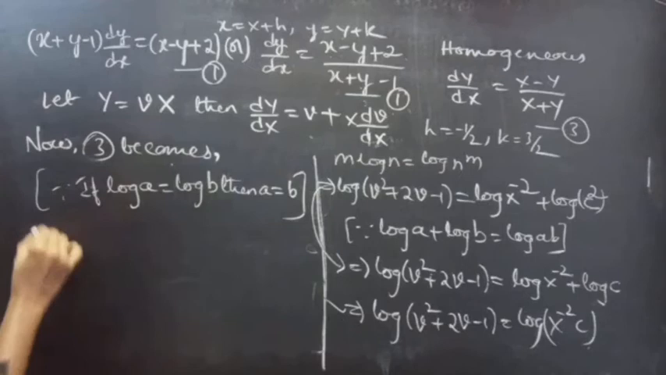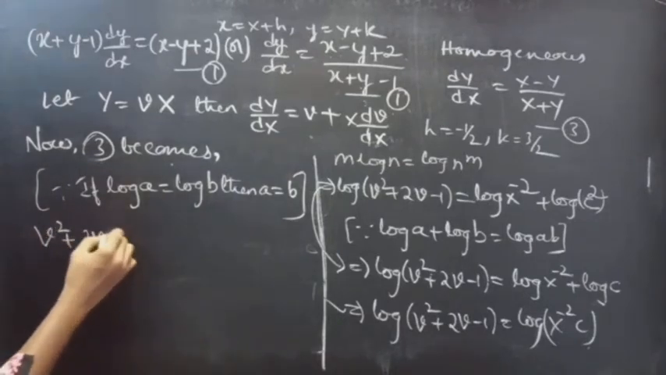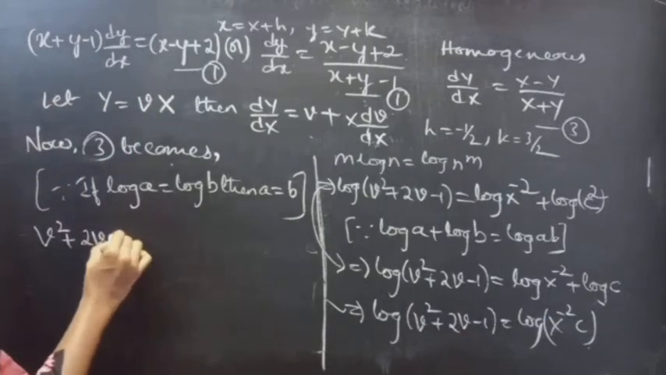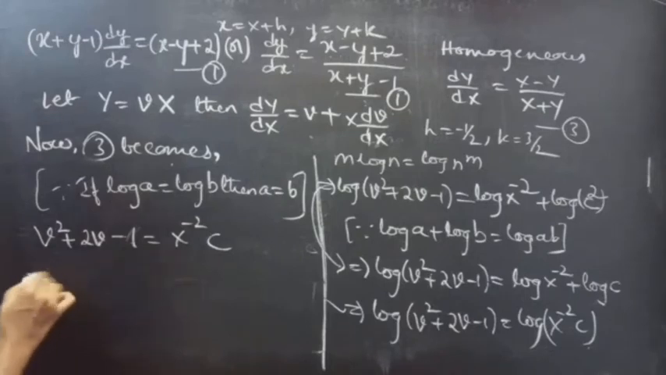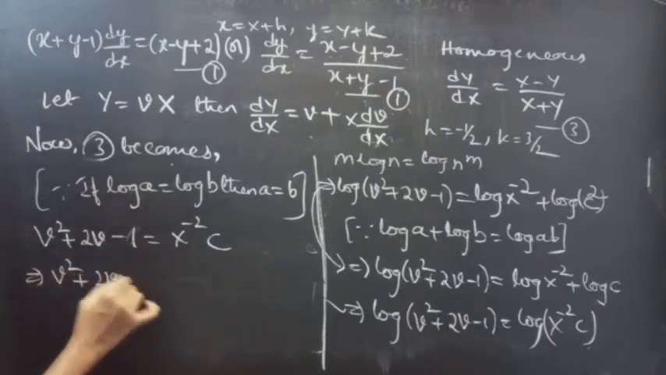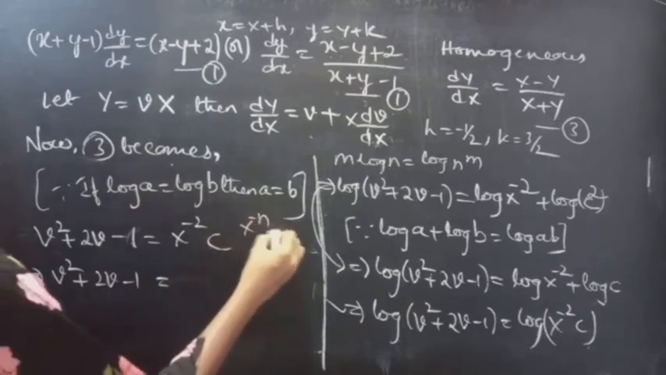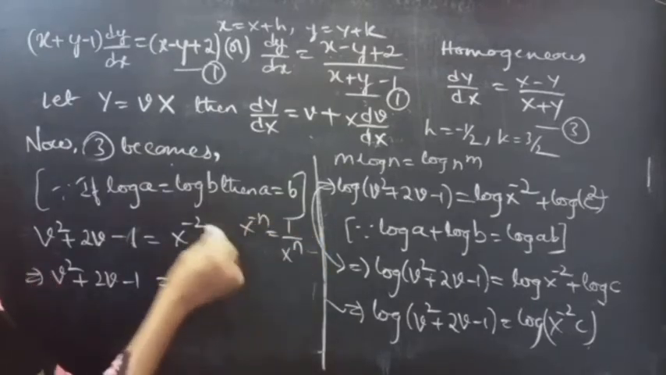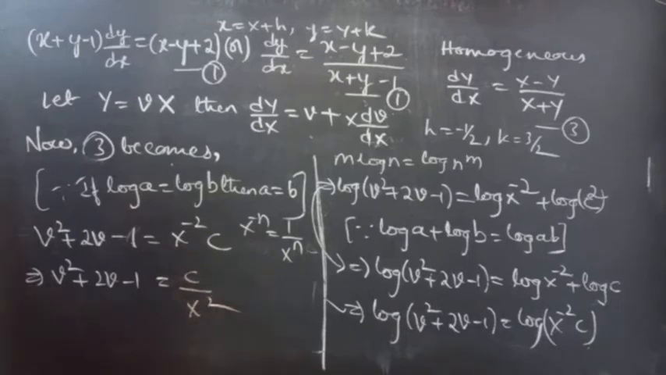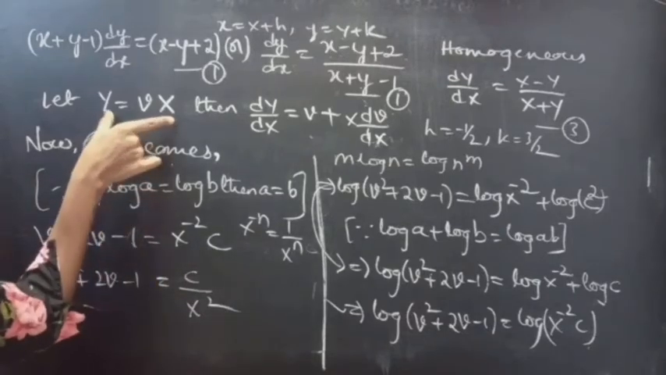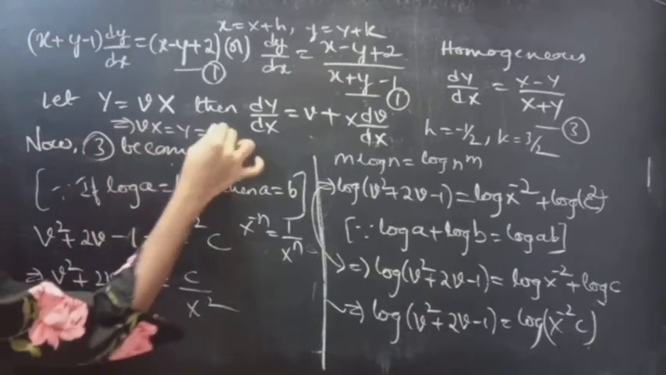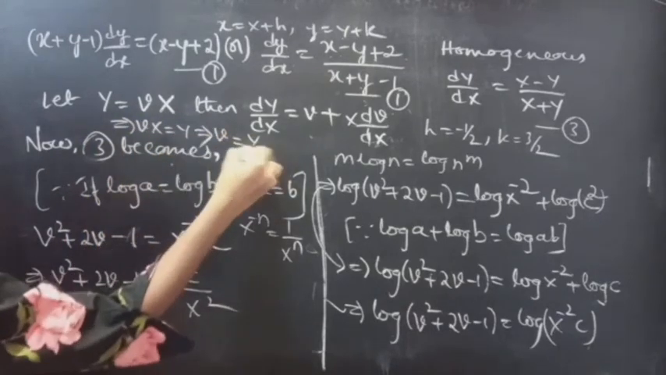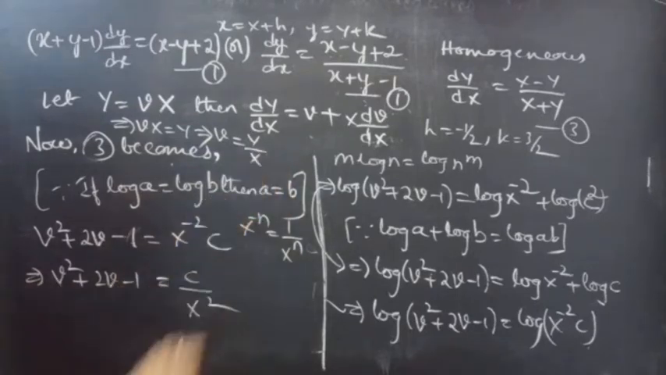Then v square plus 2v minus 1 equals, we know that x power minus n equals 1 by x power n, then you can write this as c by x square. Okay? Now, we are having y equals vx, right? From this we'll get v equals y by x. Now replace v by y by x.